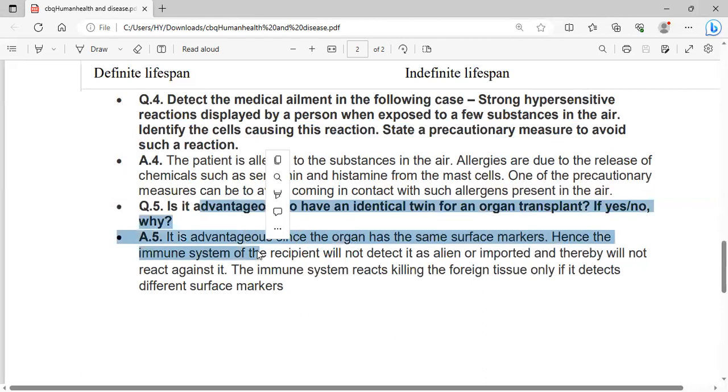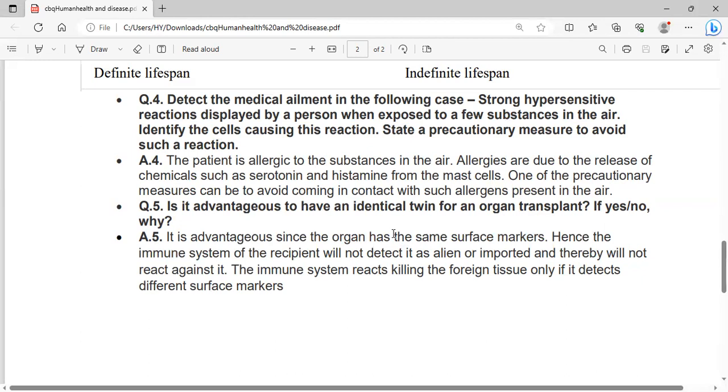Is it advantageous to have identical twins for organ transplant? If yes or no, why? It is advantageous since the organs have the same surface markers. So twins are advantageous for the organism because organ and surface markers are the same.